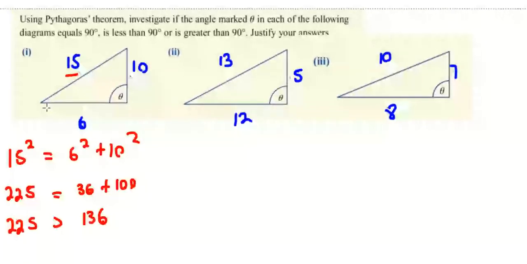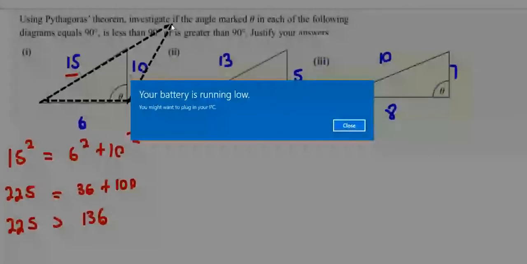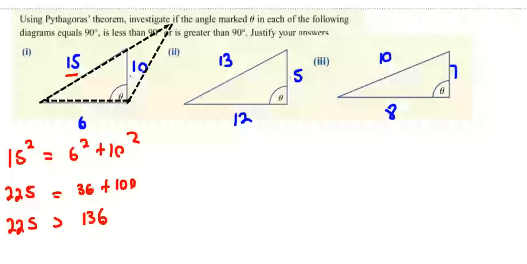What that essentially means is that the 15 is longer than the diagram gives it credit for, and what you're dealing with is actually an obtuse angle. Okay, so this is an obtuse angle which is bigger than 90 degrees, my fault. So this one here is an obtuse angle, which is bigger than 90 degrees. Okay, we do the next one.